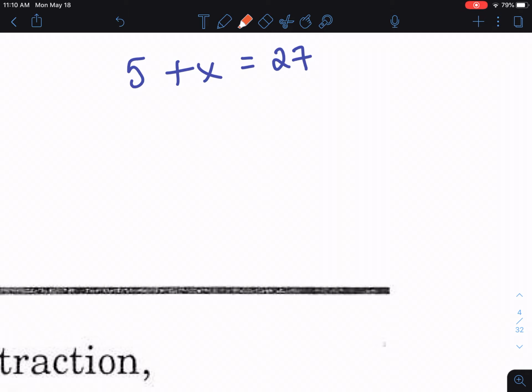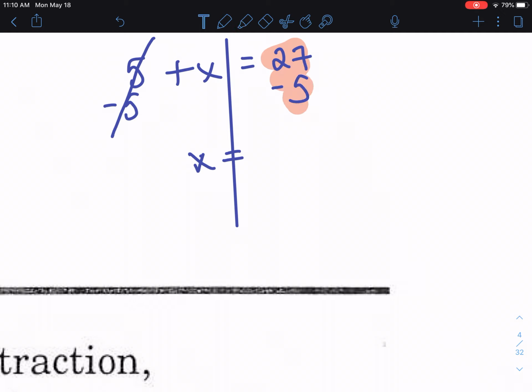So this is a plus 5 right here. And in order to get rid of that 5, we're going to do the opposite of adding 5, and the opposite is subtracting 5. And remember, what you do to one side, you have to do to the other. So these are going to x out, so we'll have x equals, now we're just going to do 27 minus 5, which is 22. X equals 22.